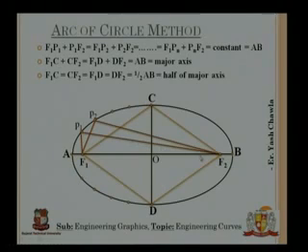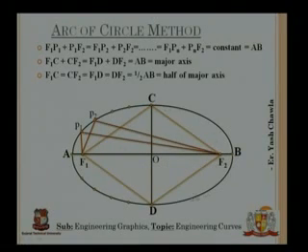of P1 to F2, that is the total distance F1P1 plus P1F2, that will always be equal to F1P2 plus P2F2. That will always be equal to the length of the major axis, that is AB.